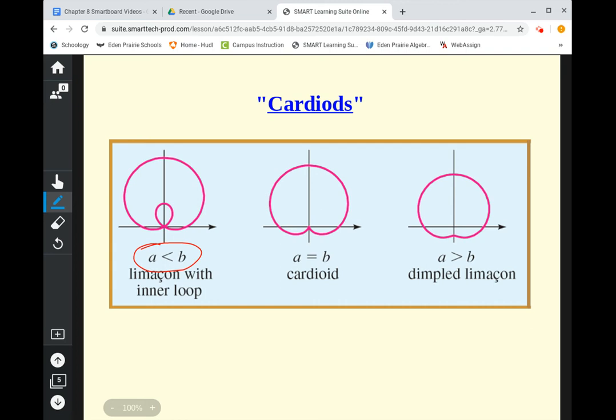A cardioid, a equals b. So when they're the same, it's a cardioid. All right, and it looks like this. That's a regular cardioid. I've always said it looks kind of like an upside down heart, but everybody messes with me that it doesn't, but whatever. Cardioid, cardiac arrest, that's just how I remembered it. And then a is greater than b. It's a dimpled limacon. So now it goes around the origin. When a is greater than b, it does not fold back onto itself like the limacon did, but a dimpled limacon goes around the origin because a is greater than b. So there's just different ways. Good chance for you to write down some notes.